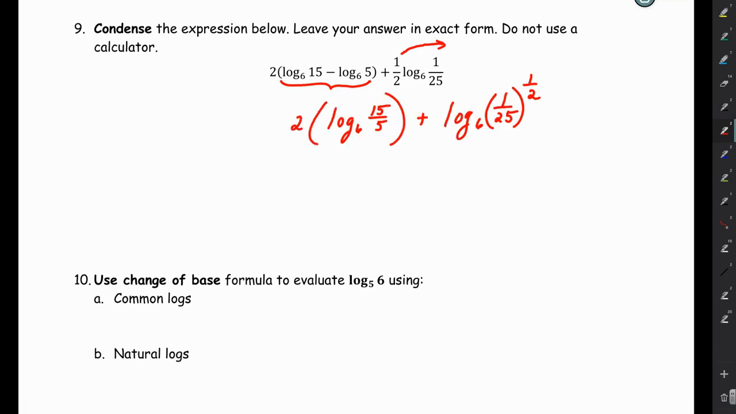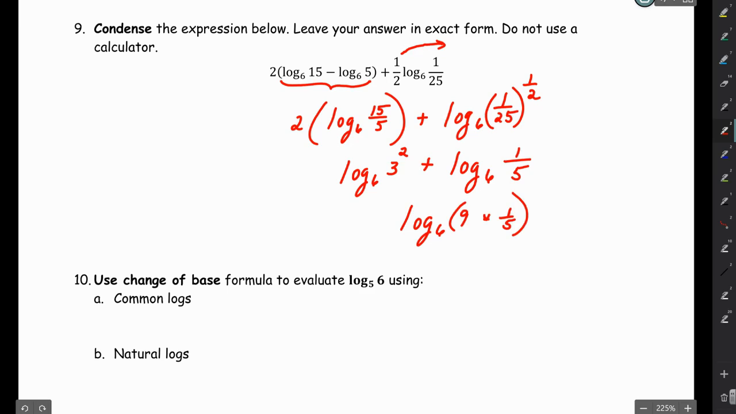Okay, that gives us log base 6 of 3, and I can bring that 2 up. 1 over 25 raised to the 1/2 power, which is just the square root of 1 over 25. The square root of 1 is 1, the square root of 25 is 5. Right now we have addition, so that's going to be multiplication when we condense. So our final answer here is going to be log base 6 of 9/5.